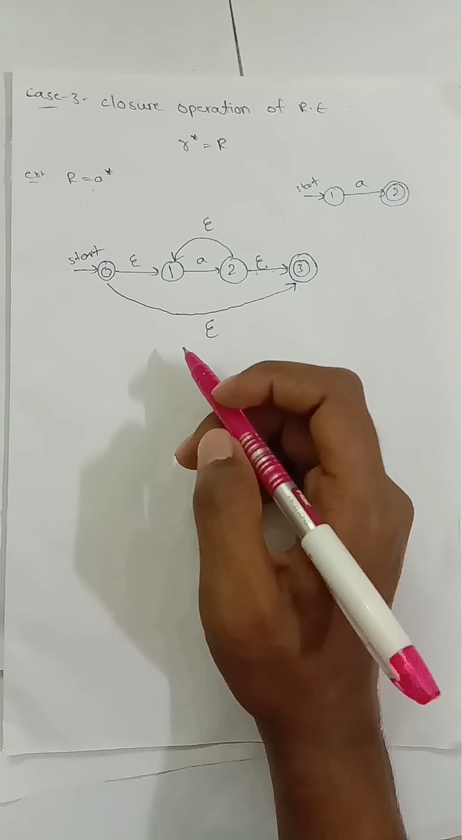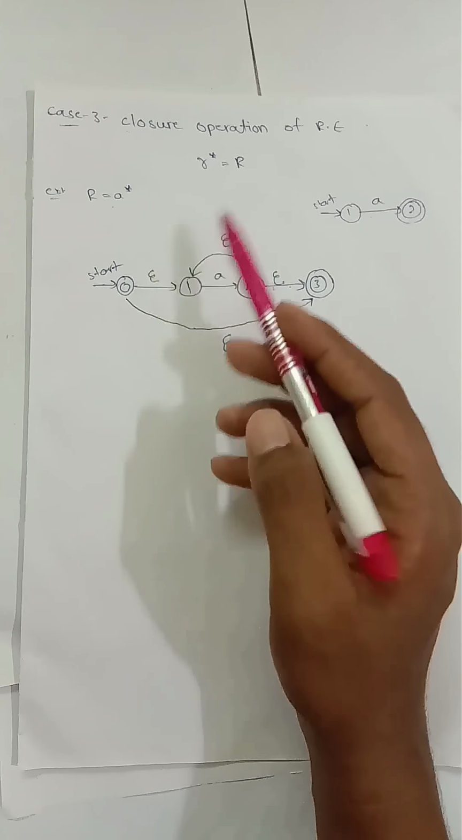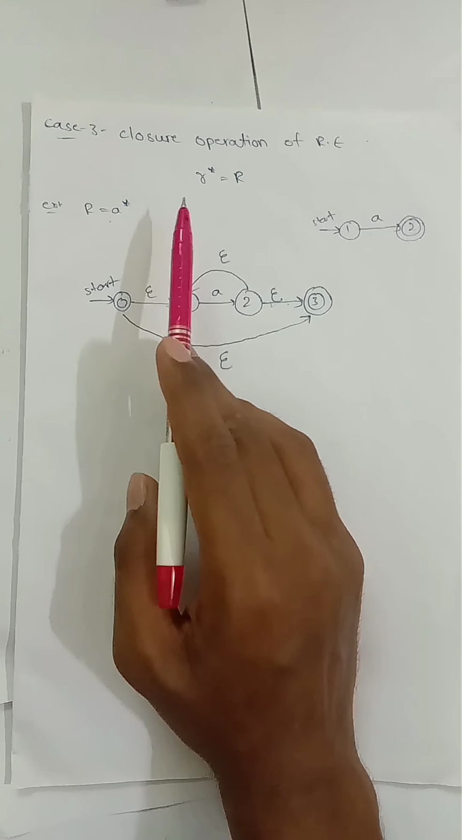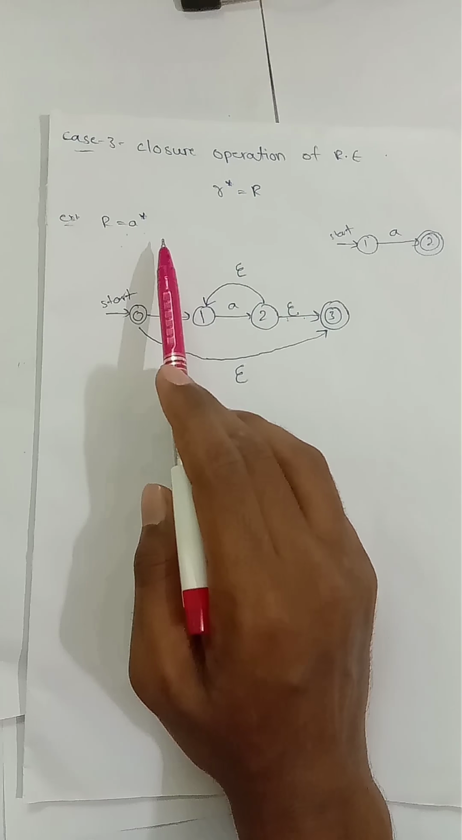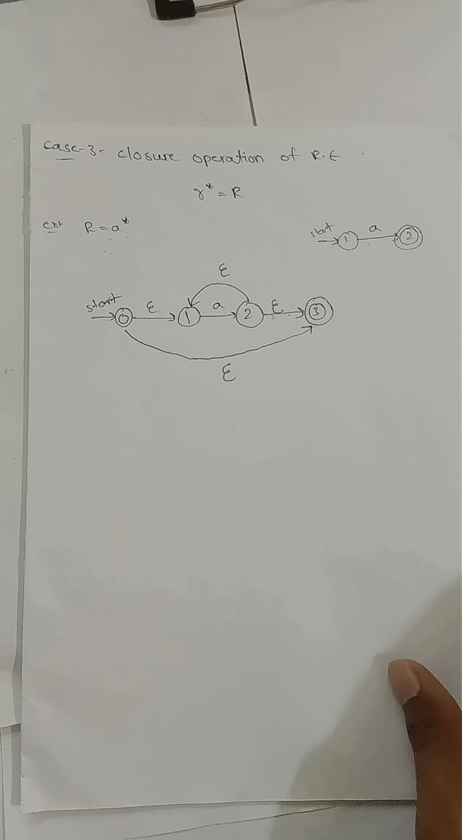Till now we have seen the basics of regular expression. They are union, concatenation and closure operations separately. Now our main aim is how to draw an automata for a regular expression which contains all three operations. So let us take an example.